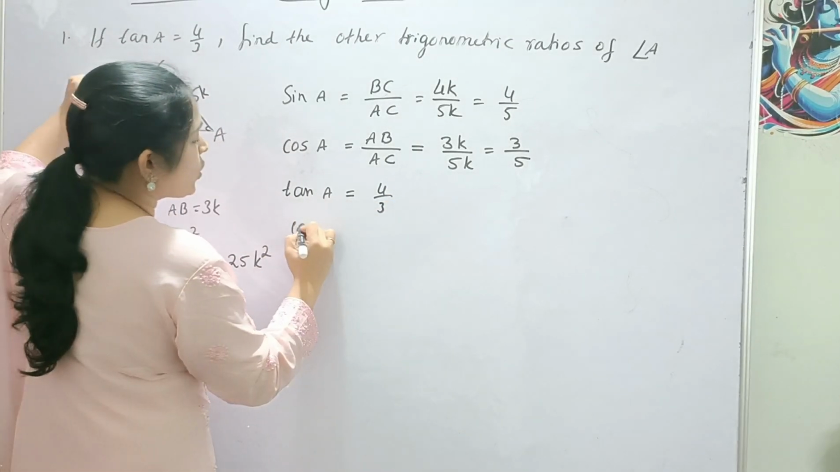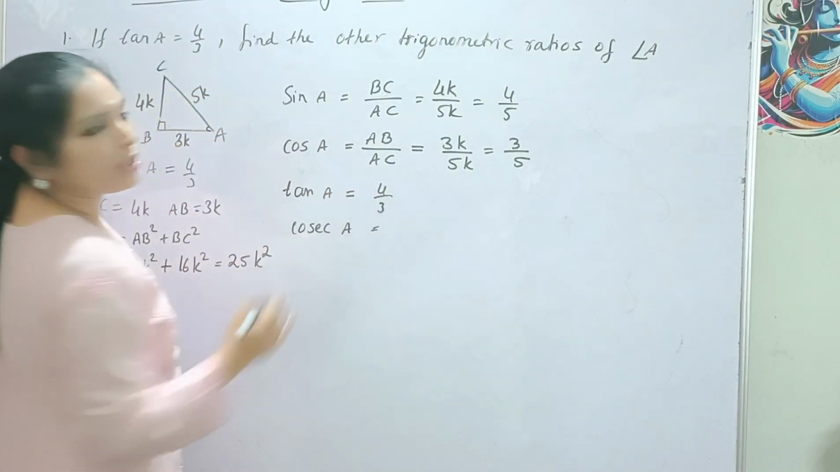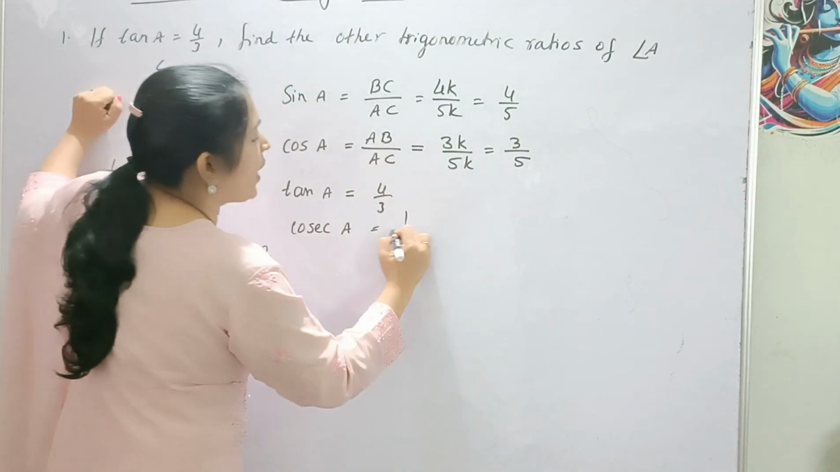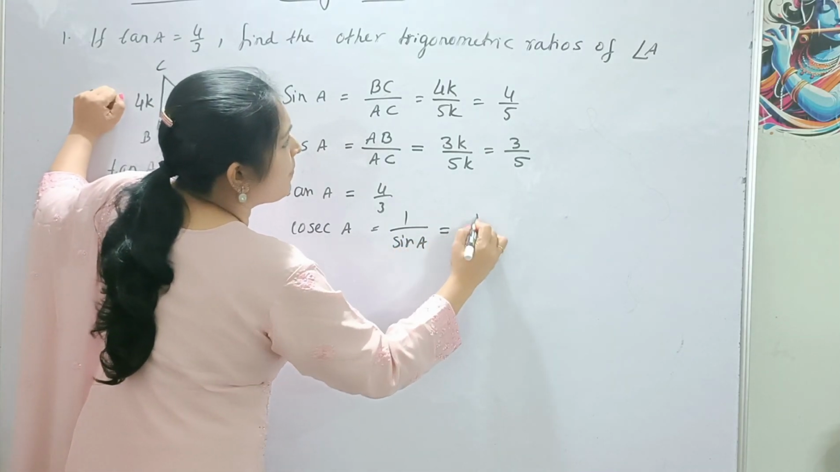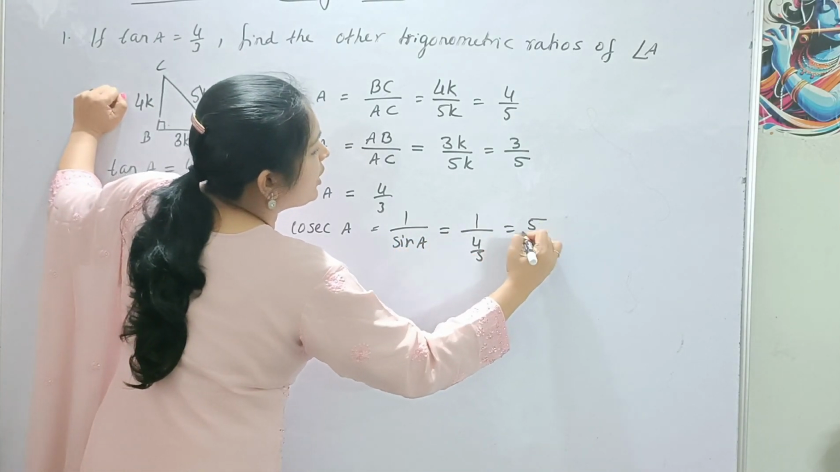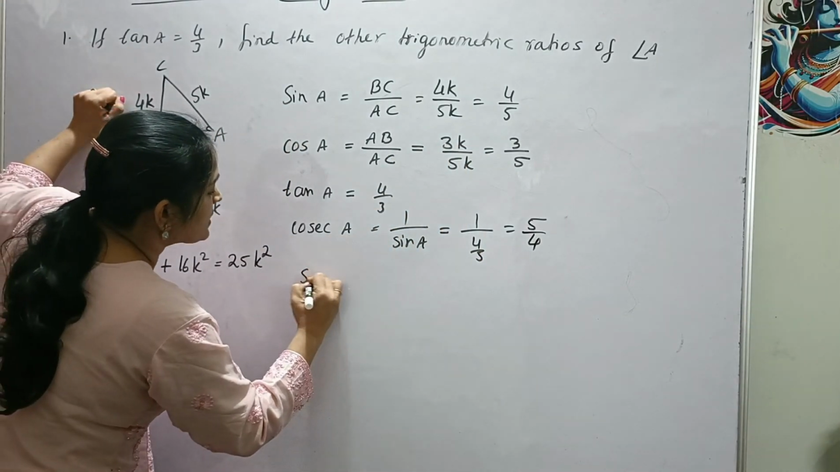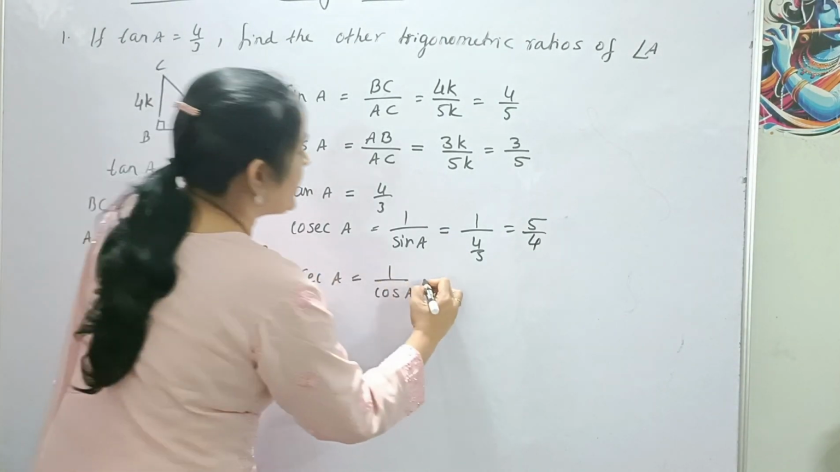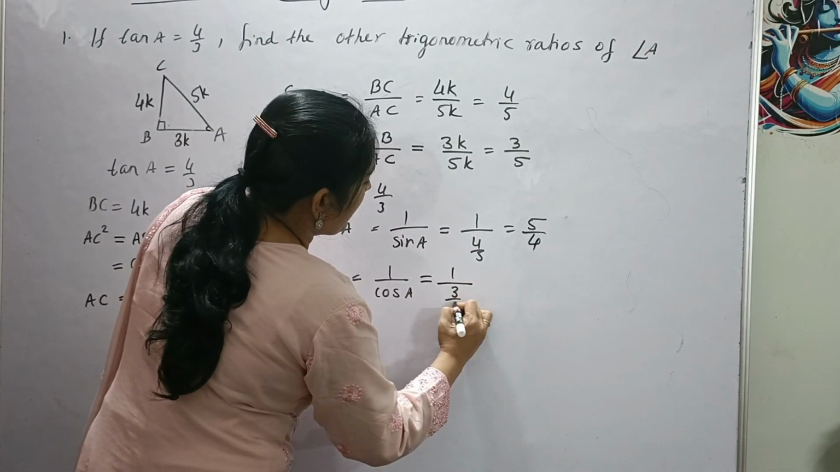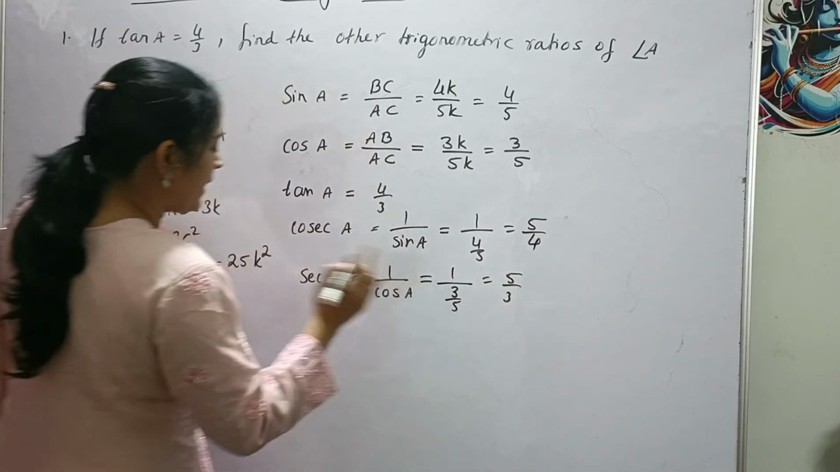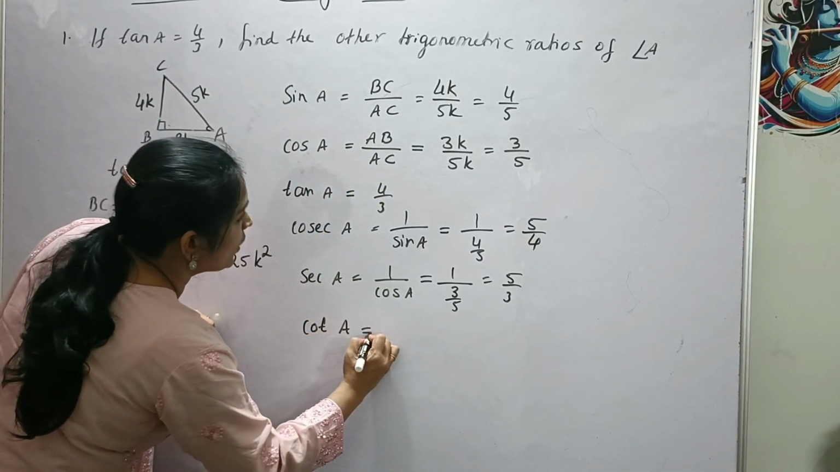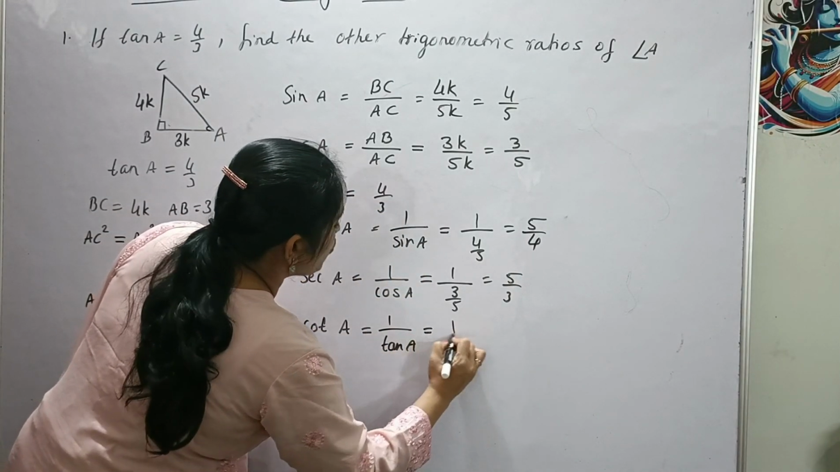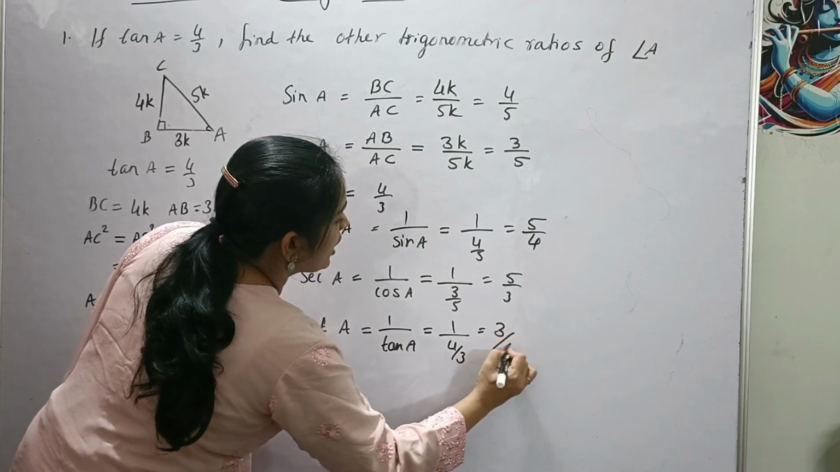Next is cosec A, the reciprocal of sine, that is 1 by sine A. 1 by 4 by 5 is 5 divided by 4. Then what about sec A? It is 1 by cos A, the reciprocal of cos. That is 1 by 3 by 5, that is 5 by 3. Then what about cot A? Cot A is equal to the reciprocal of tan A, 1 by tan A, that is 1 by 4 by 3, which is equal to 3 by 4.